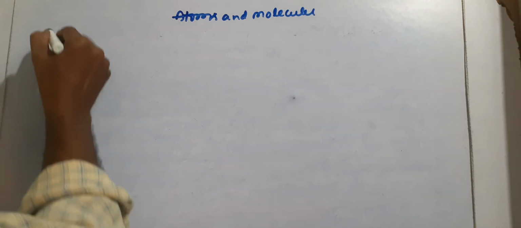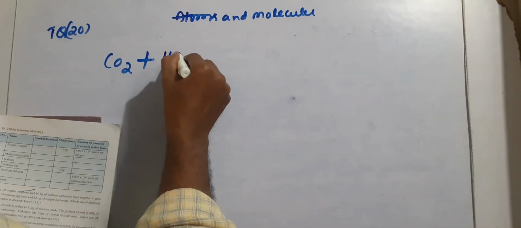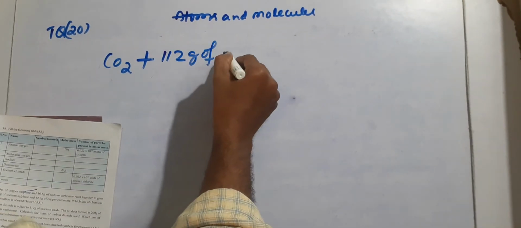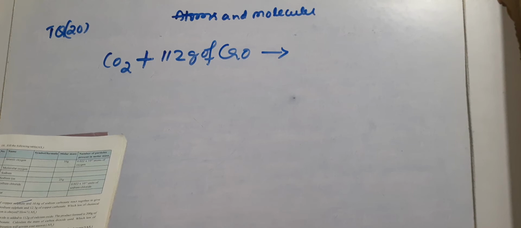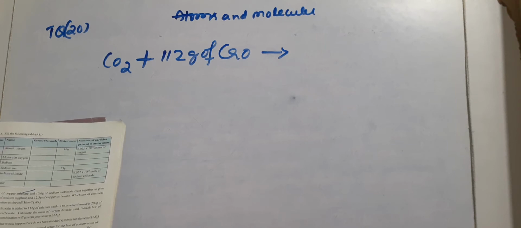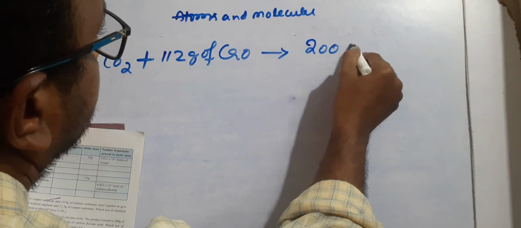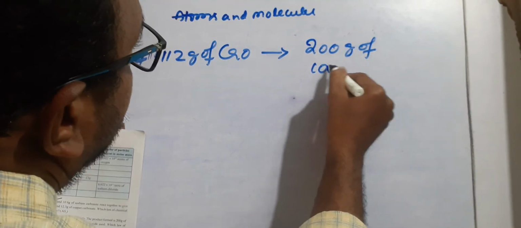Next in this part 2 video, since the part 1 video is already done, is textual problem 20, a numerical problem. Carbon dioxide is added, added means we are writing a plus, to 112 grams of calcium oxide, CaO. The product formed is 200 grams of calcium carbonate.